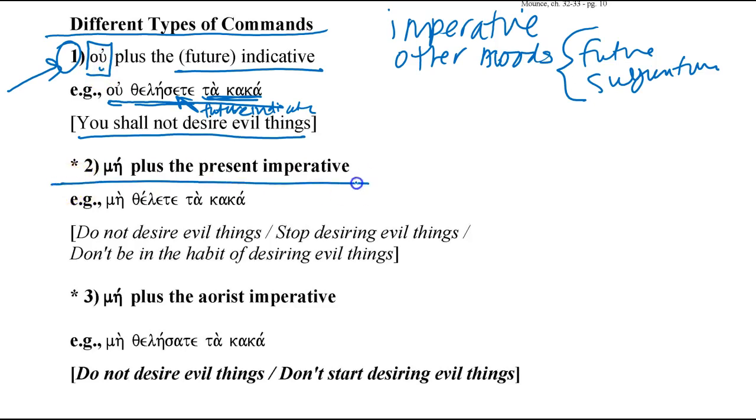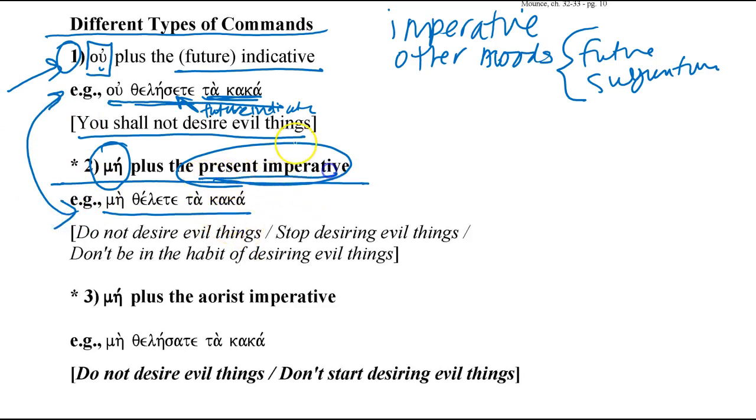Another prohibition is taking me plus the present imperative. So me thelete ta kaka is almost saying the exact same thing as this, but instead here we're using the present imperative, not the future. But since it's present and there's a continuous element to the command, it can be translated as do not desire evil things, the command, but it also can mean that since there's a continuous element, the person might have already started desiring evil things. And while they're in the middle of that, you want them to stop.